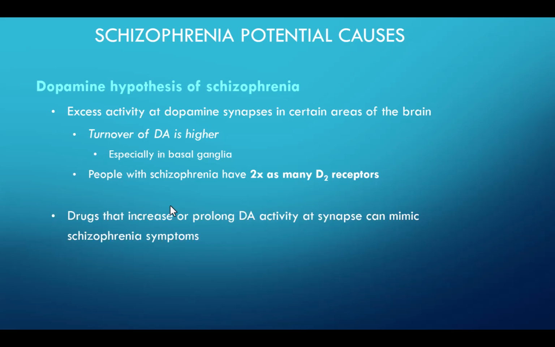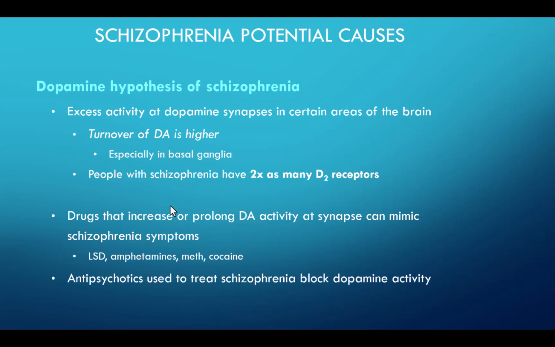In addition, drugs that increase or prolong dopamine activity at synapses can actually mimic schizophrenia. These drugs include things like LSD, amphetamines, methamphetamine, and cocaine. In addition, a lot of antipsychotics actually work by blocking dopamine activity. So high levels of dopamine in the limbic system are going to cause those hallucinations and delusions, but low levels of dopamine in the prefrontal cortex can actually cause some of those negative symptoms.